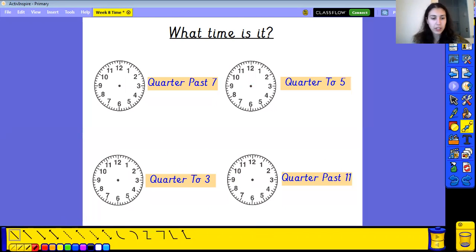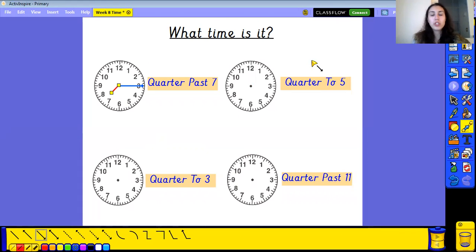So let's have a look. We've got the minute hand, that's the big hand. So the big hand is at quarter past. So quarter past means that it's pointing to the right over the 3. There you go. So quarter past, there we go. And what has it gone past? It's past the 7. So now our small hand will be past the 7. So it's pointing just a little bit past the 7.